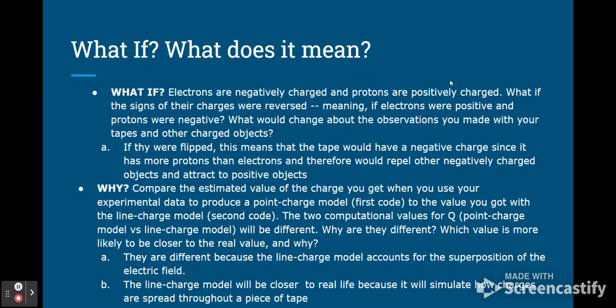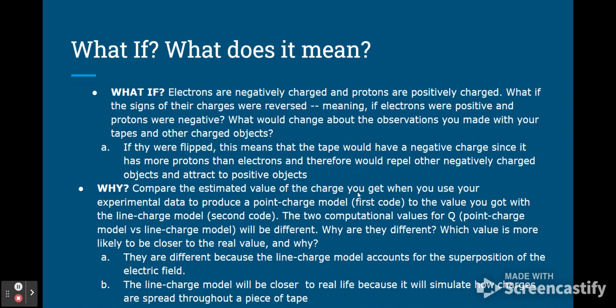So what if protons were negative and electrons were positive? The tape would have had a negative charge since it has more protons than electrons, and therefore would repel other negatively charged objects and attract positive objects.